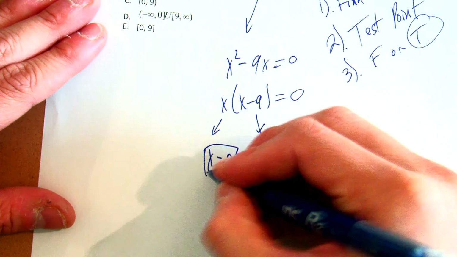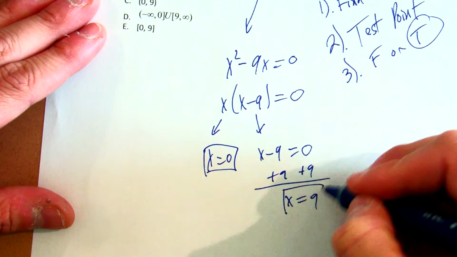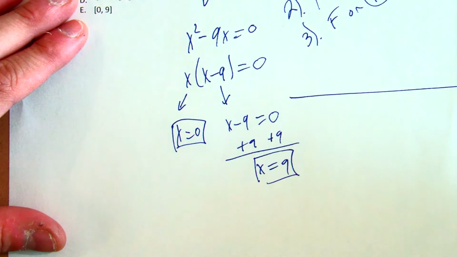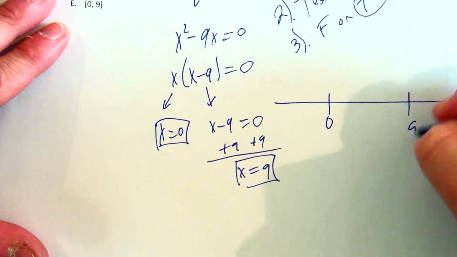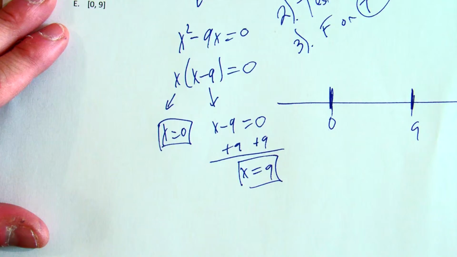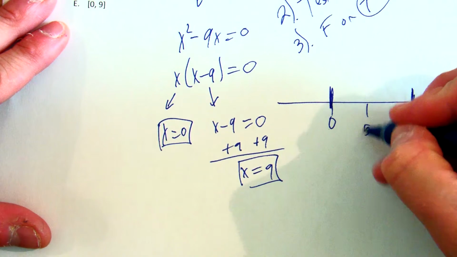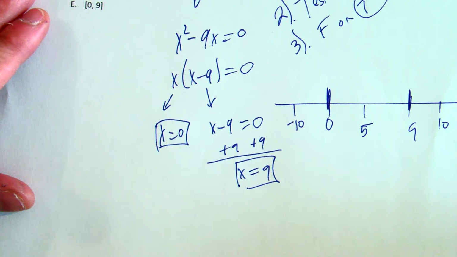We solve this out, and if we add 9, clearly x is 9 and 0. Then we make test points at 0 and 9. These are our walls, and now we just pick points between them. You can pick whatever you want. I'm going to pick 5, negative 10 because I feel like it, and also the number 10.